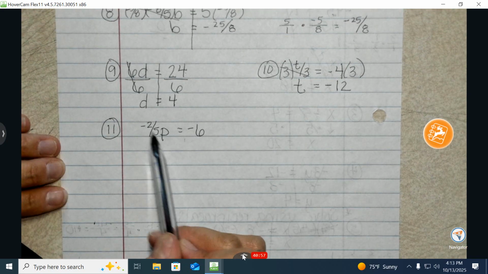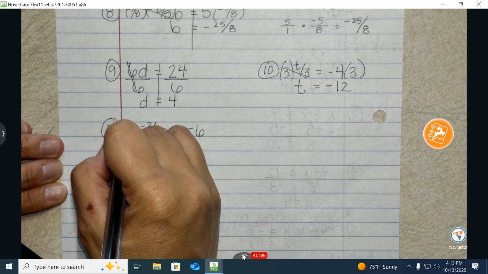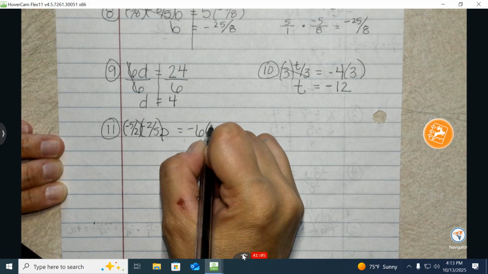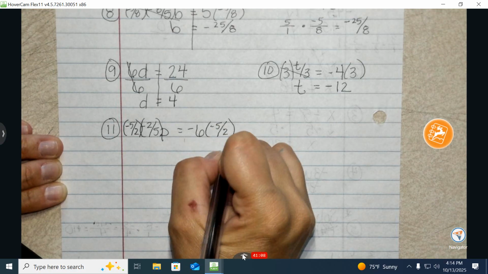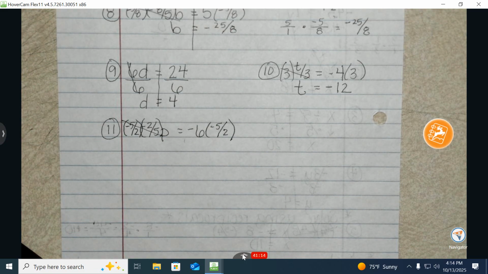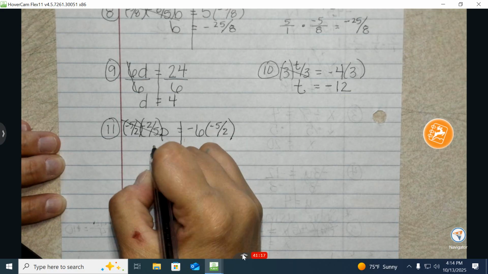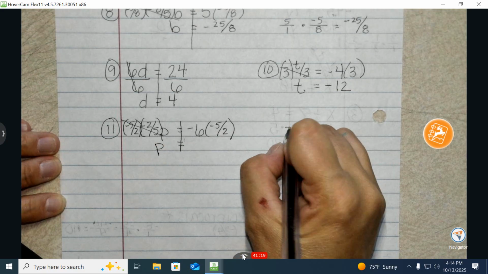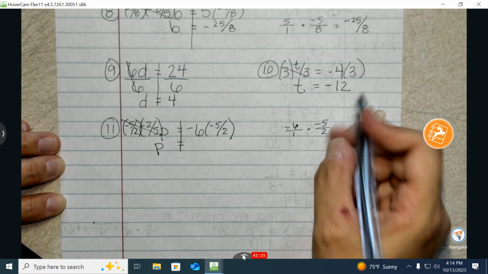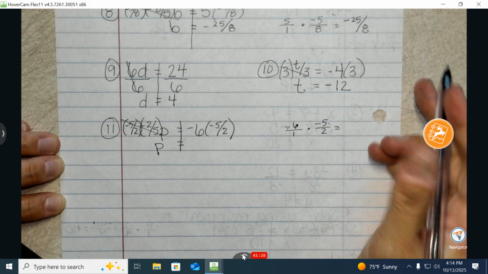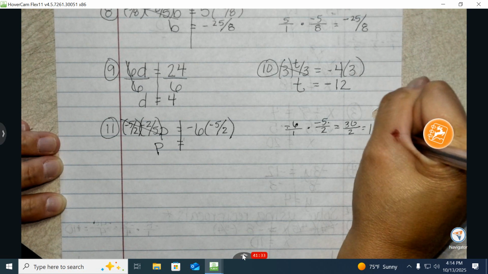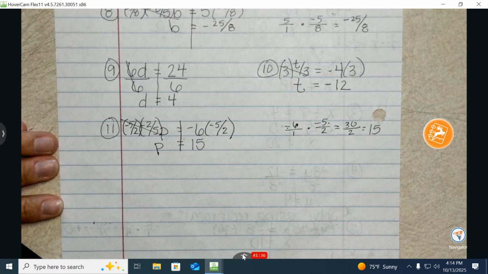And then this one, you're multiplying by a fraction, so we're going to multiply by the reciprocal. So times 5 over 2 on both sides, and it's negative 5 over 2. That equals 1 because it's 10 over 10. So I have P equals negative 6 over 1 times negative 5 over 2. Negative times a negative is a positive. 6 times 5 is 30. 2 times 1 is 2. And then 30 divided by 2 is 15. So P equals 15.